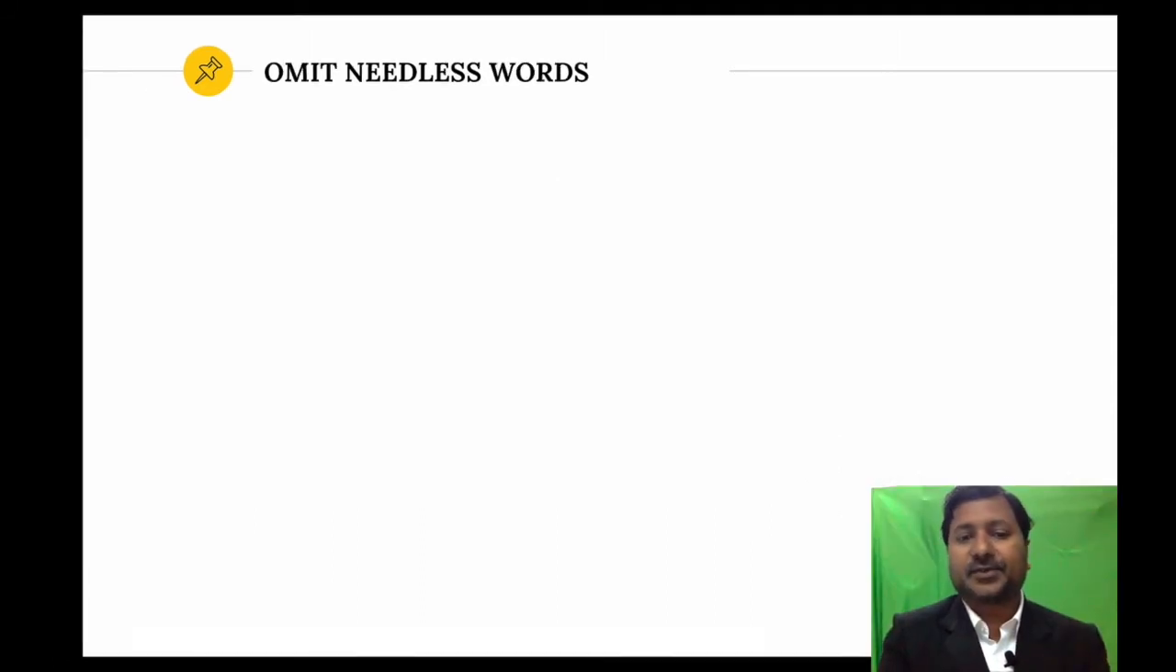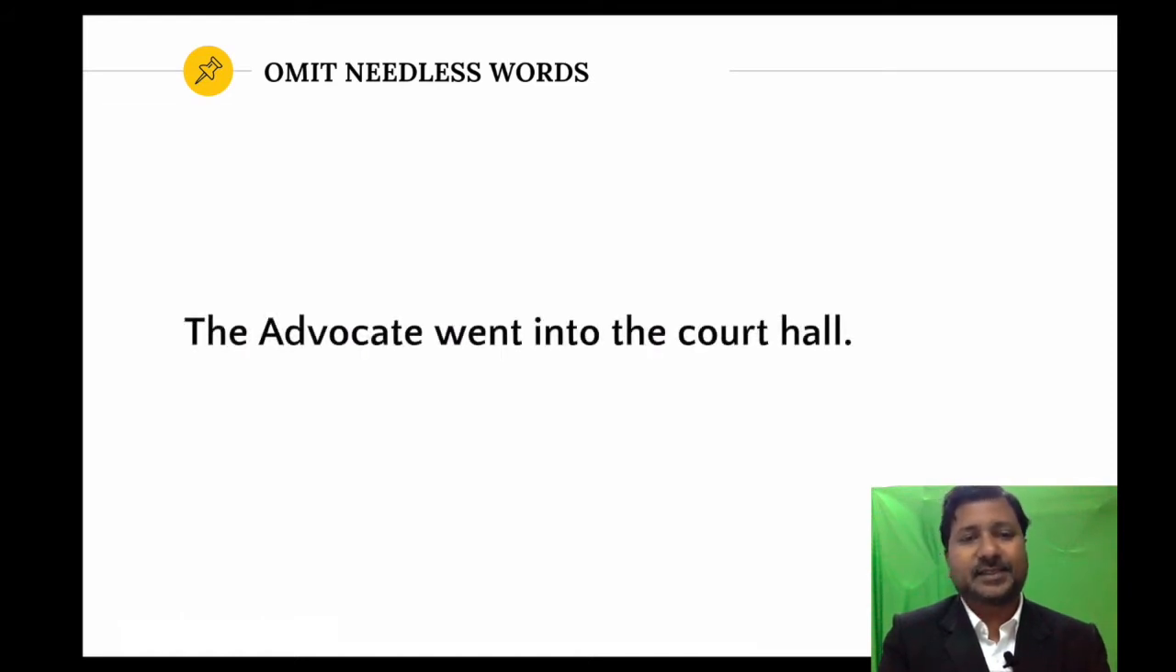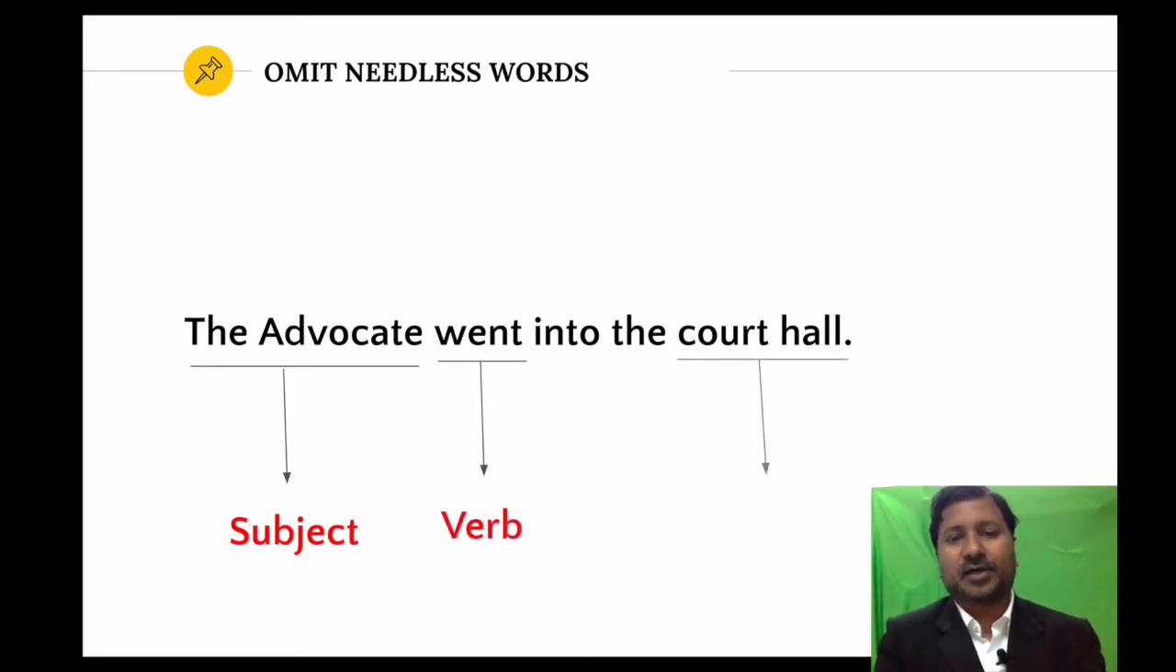Ideally, a sentence should convey a single idea. It is sometimes said that at its simplest, a sentence should include a subject, an object, and a verb. Let's see this example. The advocate went into the court hall. The advocate is the subject, went is the verb, the court hall is the object.